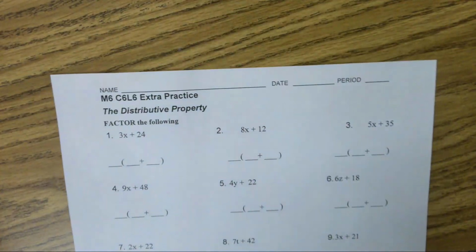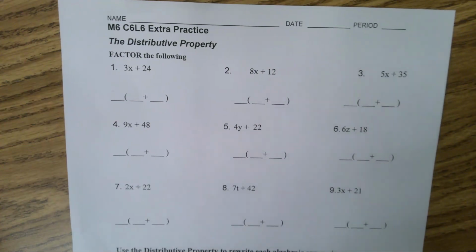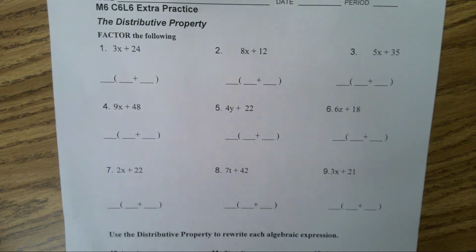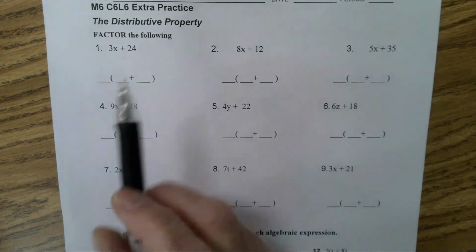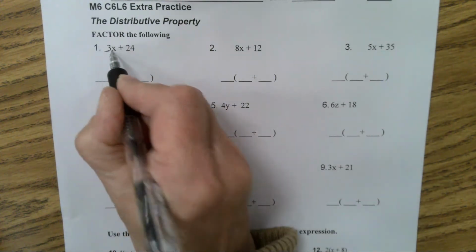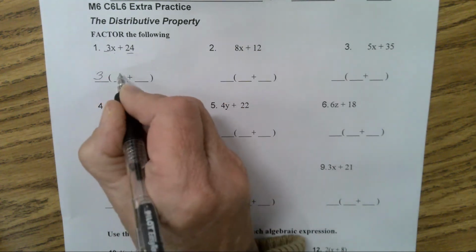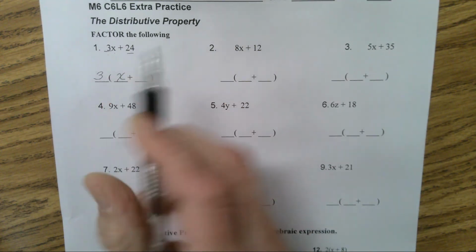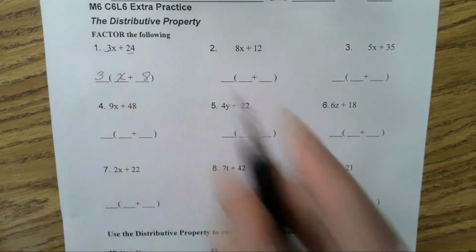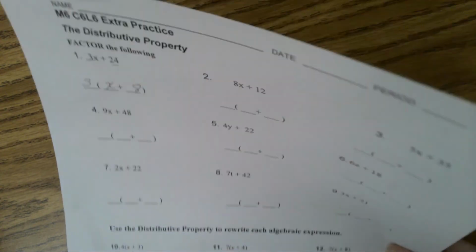Your second worksheet is about the distributive property again. The first 9 problems on this worksheet will be the factoring problems. You look at the problem and say, oh, what will divide a 3 and a 24? Oh, a 3 will. You will pull a 3 out. 3 times what is 3x? 3 times x. 3 times what is 24? 3 times 8. We practiced this yesterday, and I'm sure you'll do a nice job on these problems.